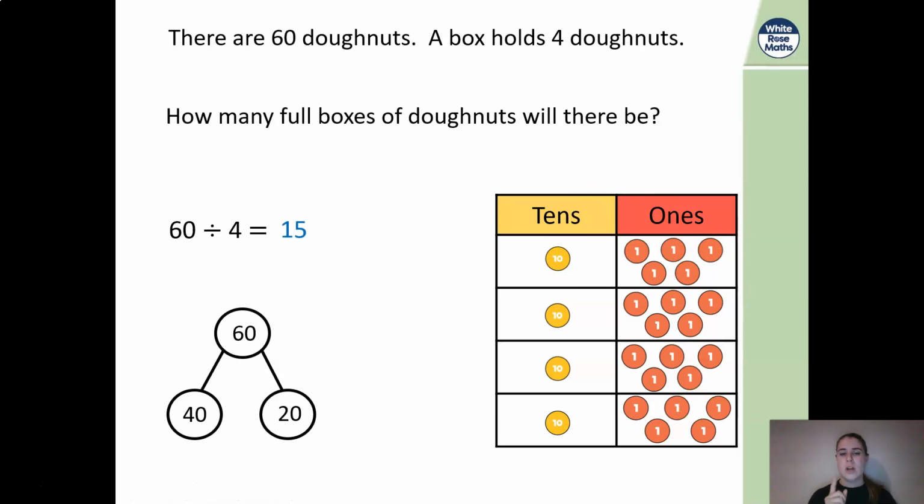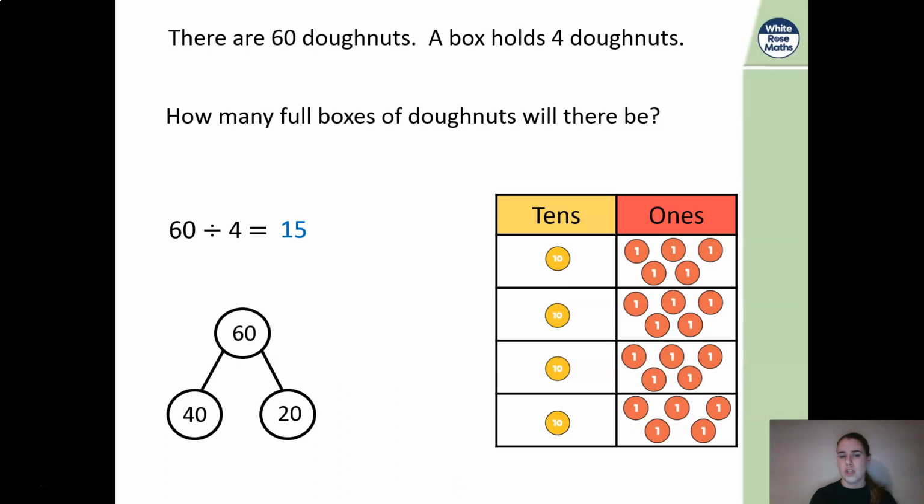Now, how can I check that that answer is correct? Right, I could do the inverse. So this is important to check. So what I can do now is 15 multiplied by 4. So now I can use my multiplication facts from last week. So if I now multiply 15 by 4, is that going to give me the answer 60?